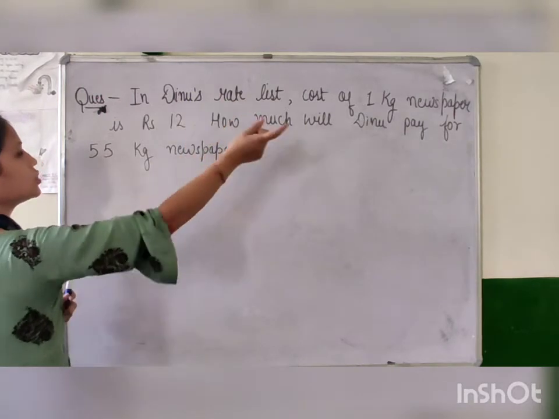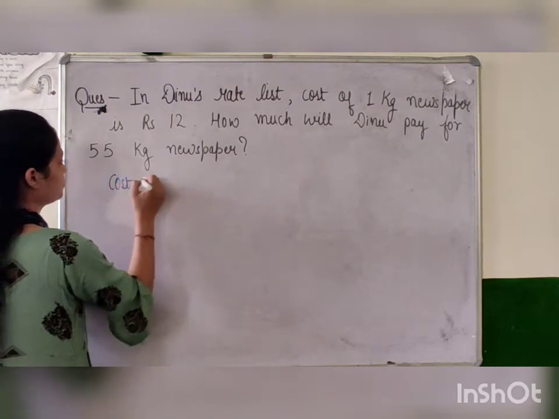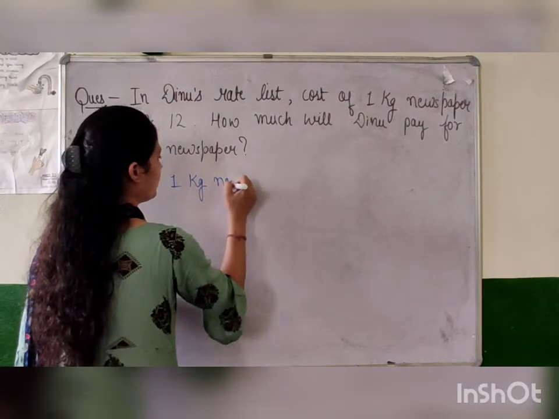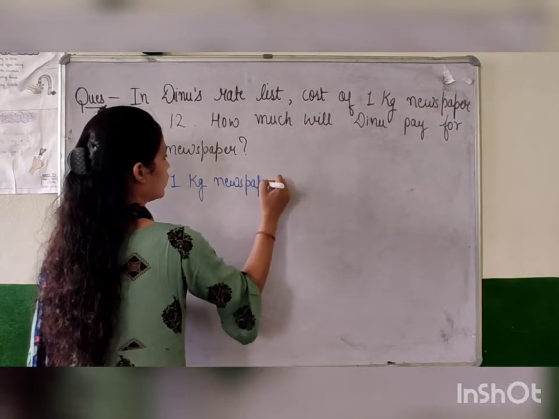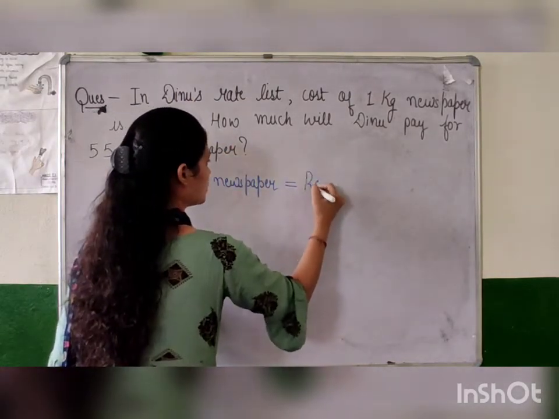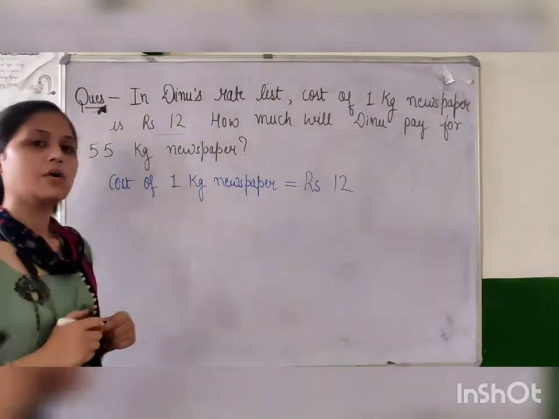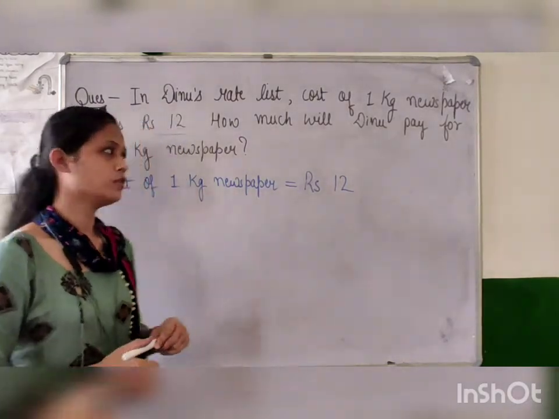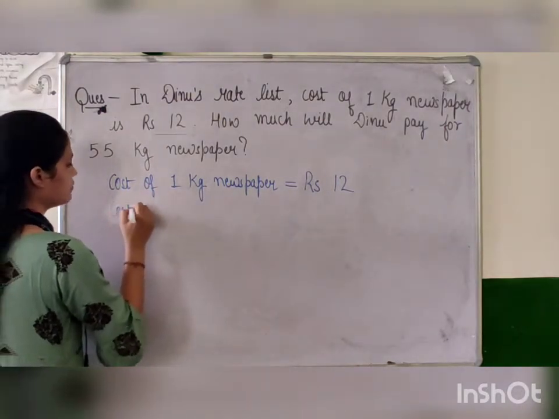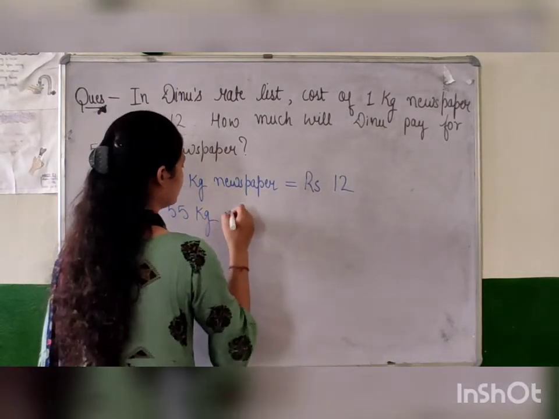In Dinu's rate list, the cost is already given. The cost of 1 kg newspaper is rupees 12. How much will Dinu pay for 55 kg of newspaper? Now we have to find out the cost of 55 kg of newspaper.